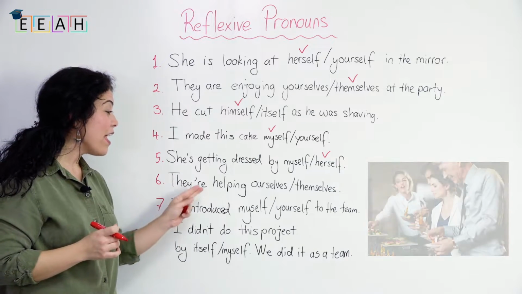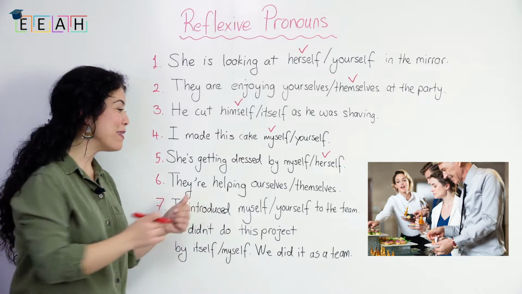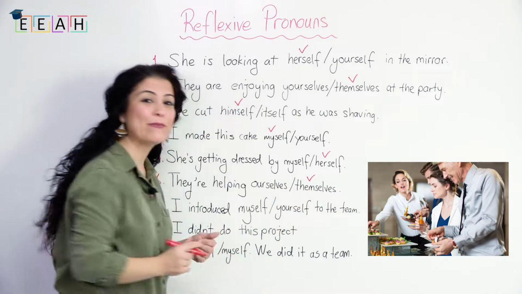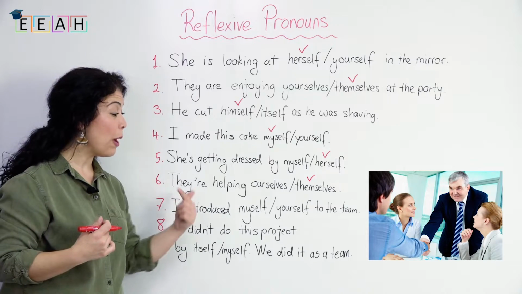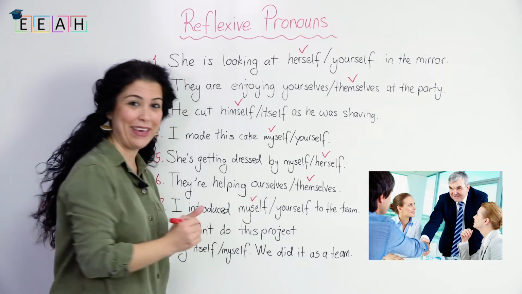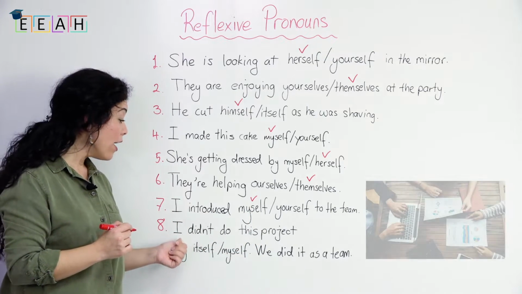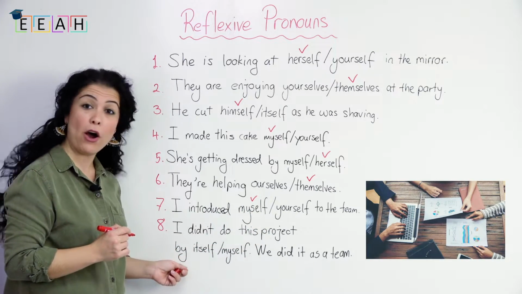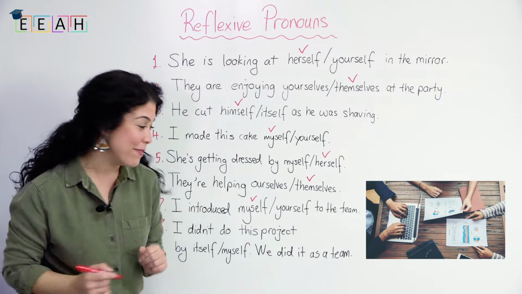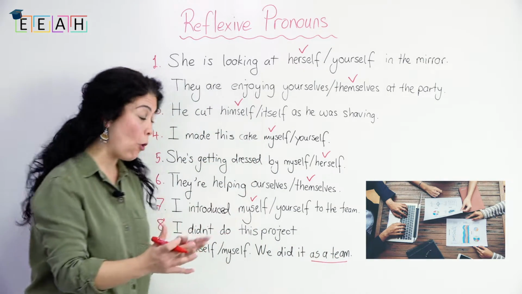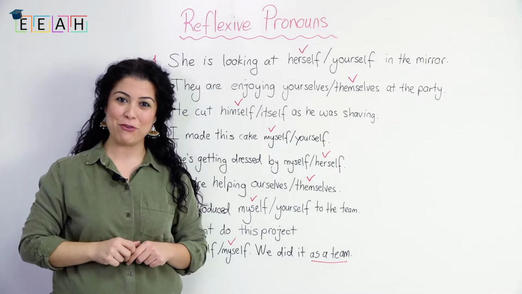Number six, they are helping. They are helping who? They're helping themselves, of course. And the next one, I introduced myself to the team. Yes, I introduced myself. Number eight, I didn't do this project by myself. We did it as a team, yeah? We did it as a team, so I didn't do it by myself. Good job, everyone.